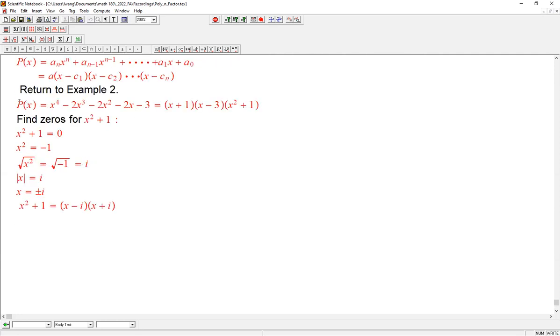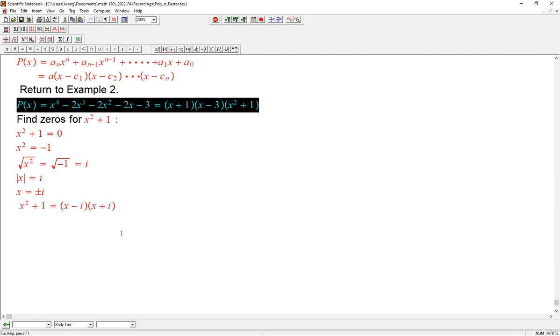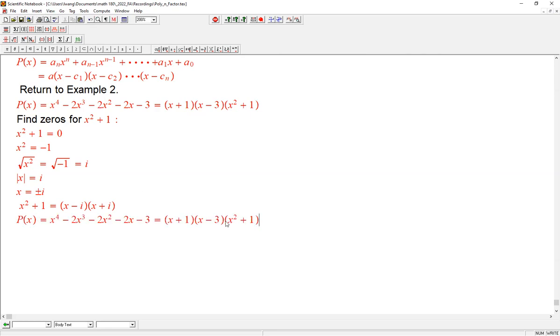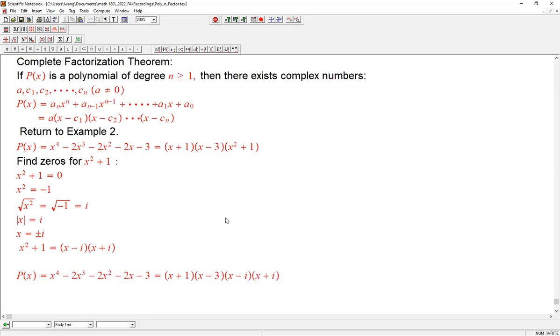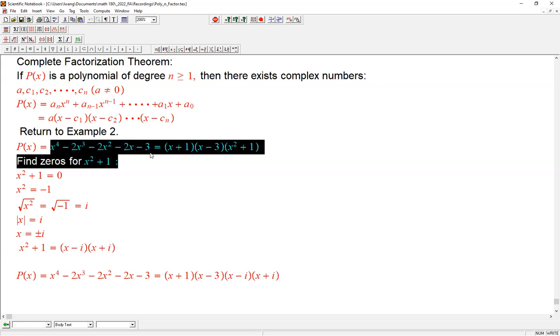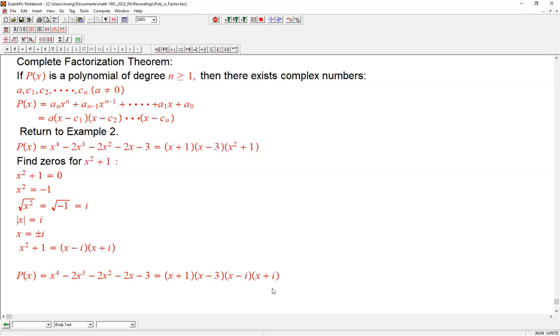So finally, for that example we did earlier, we got a complete factorization, which is x squared plus 1 is going to be replaced by that complete factorization. This is not a proof, but definitely verify that for this particular polynomial, it can be completely factored. And in the factors, we have complex numbers. Okay, we have to deal with complex numbers.